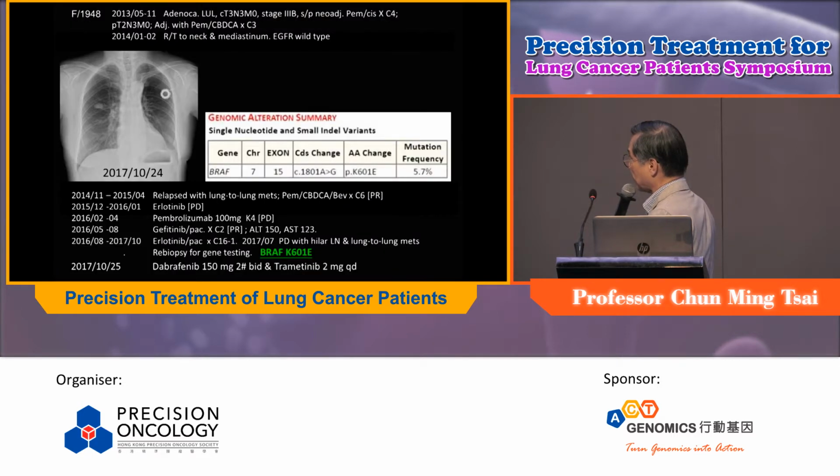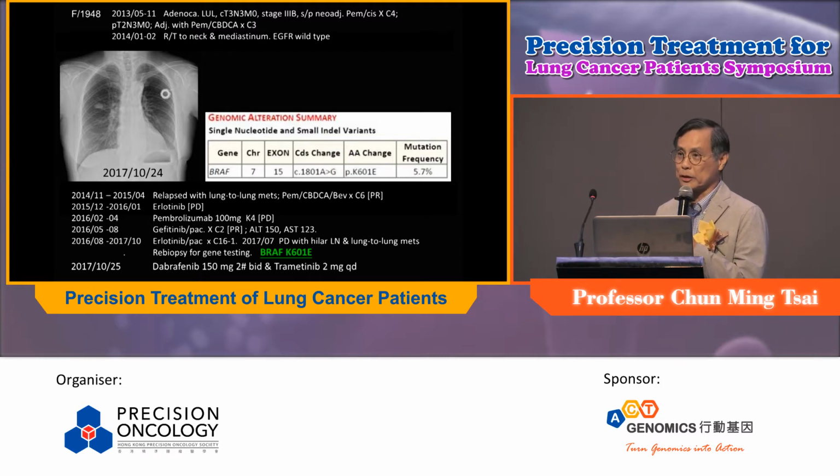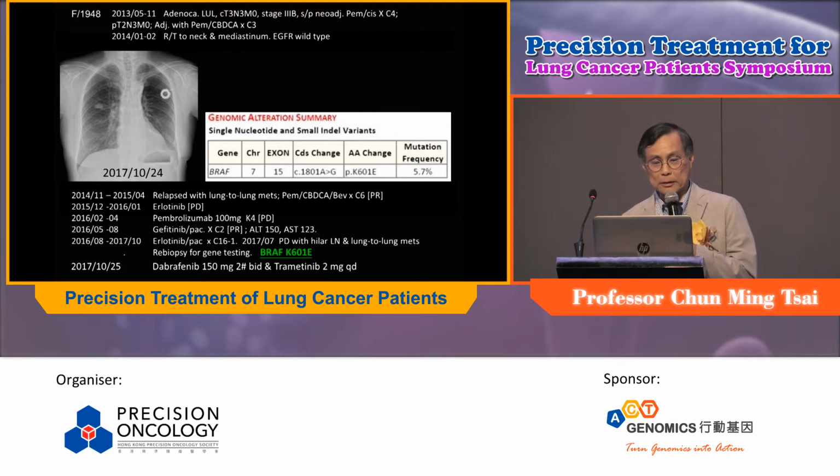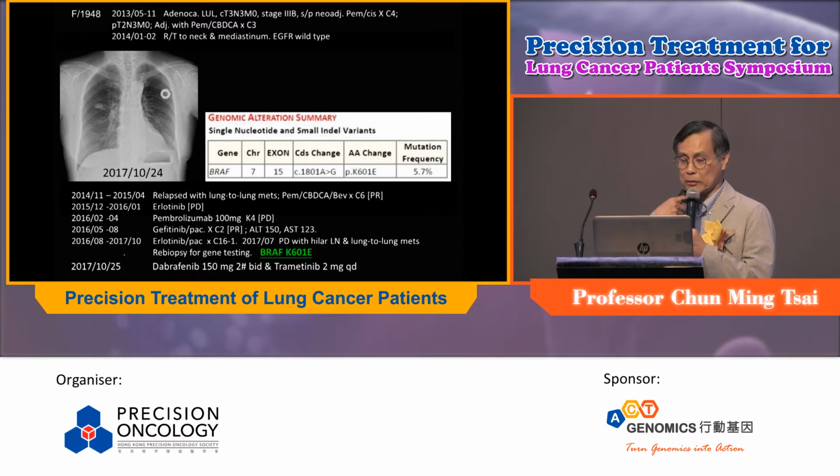shows significant regression. And this is an old lady who previously had no driver mutation found, and she received neoadjuvant chemotherapy, and then surgery, and then adjuvant treatment, although it was stage 3B with neck lymph node metastasis. After treatment, the neck lymph node appeared again. But after surgery, 8 or 9 months later, the lymph node relapsed.